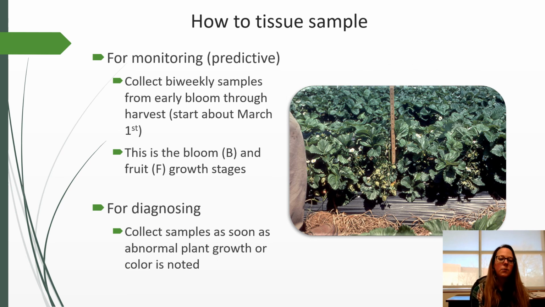The last topic we will cover is how to properly tissue sample for strawberry tissue. Most strawberry samples are submitted as monitoring and predictive samples. These samples are collected bi-weekly from early bloom through harvest, which starts about March 1st. This is also the bloom and fruit growth stages. If a diagnostic sample is needed during the strawberry season, collect this sample as soon as abnormal plant growth or color is noted.